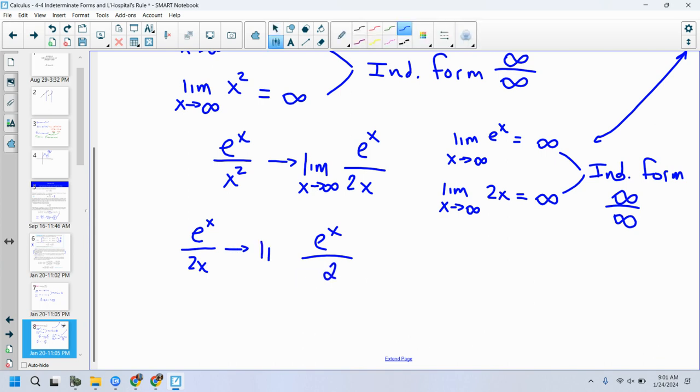Okay, so now we say the limit as x goes to infinity of this thing. If I plug in, the limit as x goes to infinity of e to the x is still infinite, right? But is the limit as x approaches infinity of 2 infinite anymore? The limit of the constant is the constant. And even if I'm dividing infinity by 2, isn't it still going to get to infinity? There's my answer.